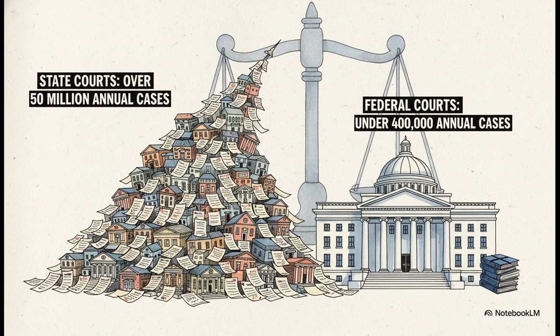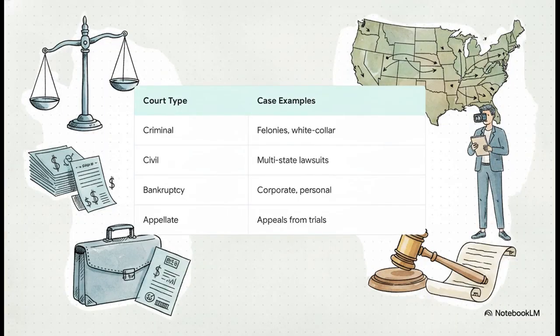So a standard speeding ticket or a local divorce, that's state court. But if you're looking for federal matters, you're dealing with a centralized, completely different beast. Now, there are 4 main types of federal cases available to the public. You've got criminal cases, like white-collar crimes, civil cases, which might involve a journalist researching a multi-state lawsuit, bankruptcy, handling both corporate restructurings and personal filings, and appellate cases, which review decisions from the trial courts.